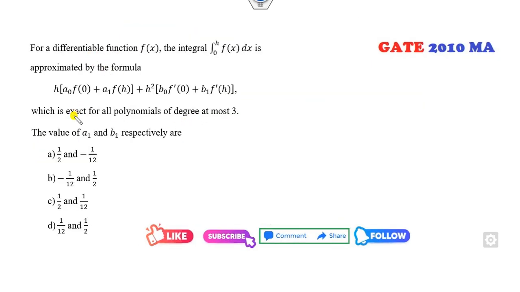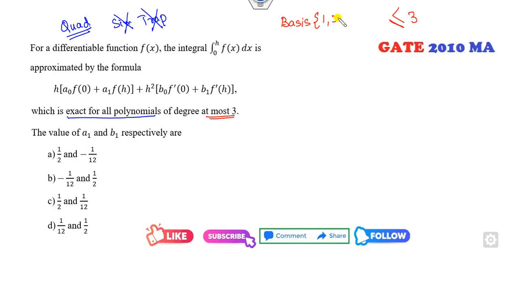Okay, for the differential, again you can see it's exact for all the polynomials. So that means this problem is solved by the quadrature formula. Simpson 1/3 rule is not applicable. Trapezoidal rule is not applicable. What is the degree? At most 3. At most 3, does the equality appear? Yes. So what is the basis? Basis of this is 1, x, x square, x cube.